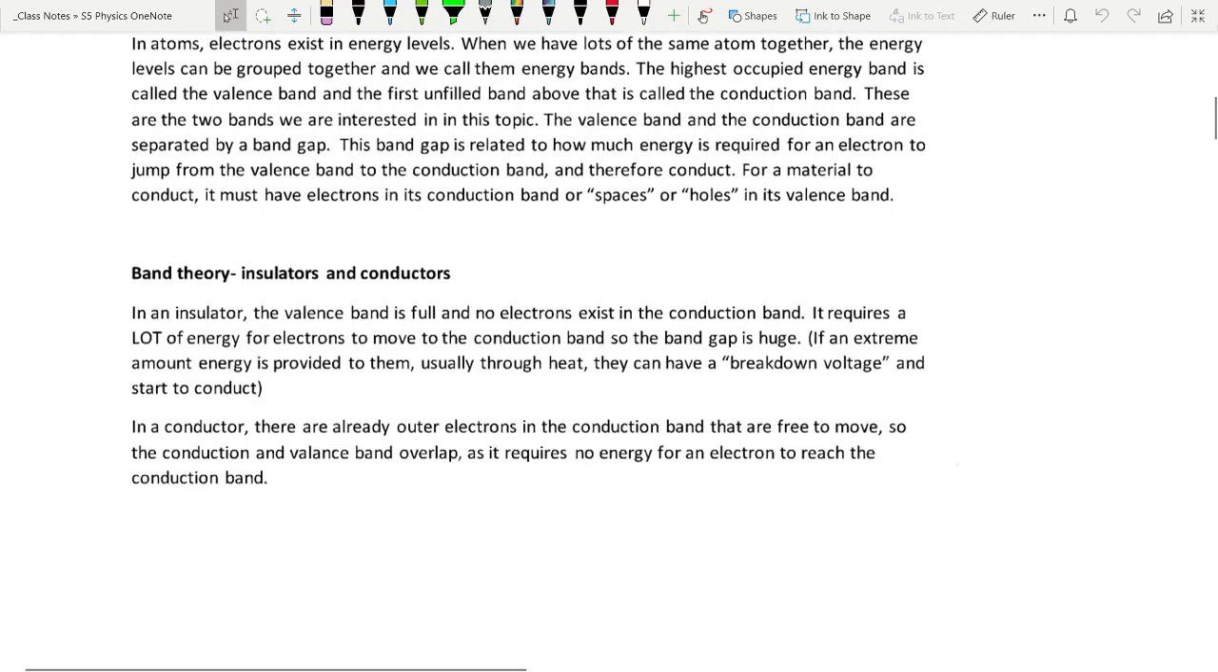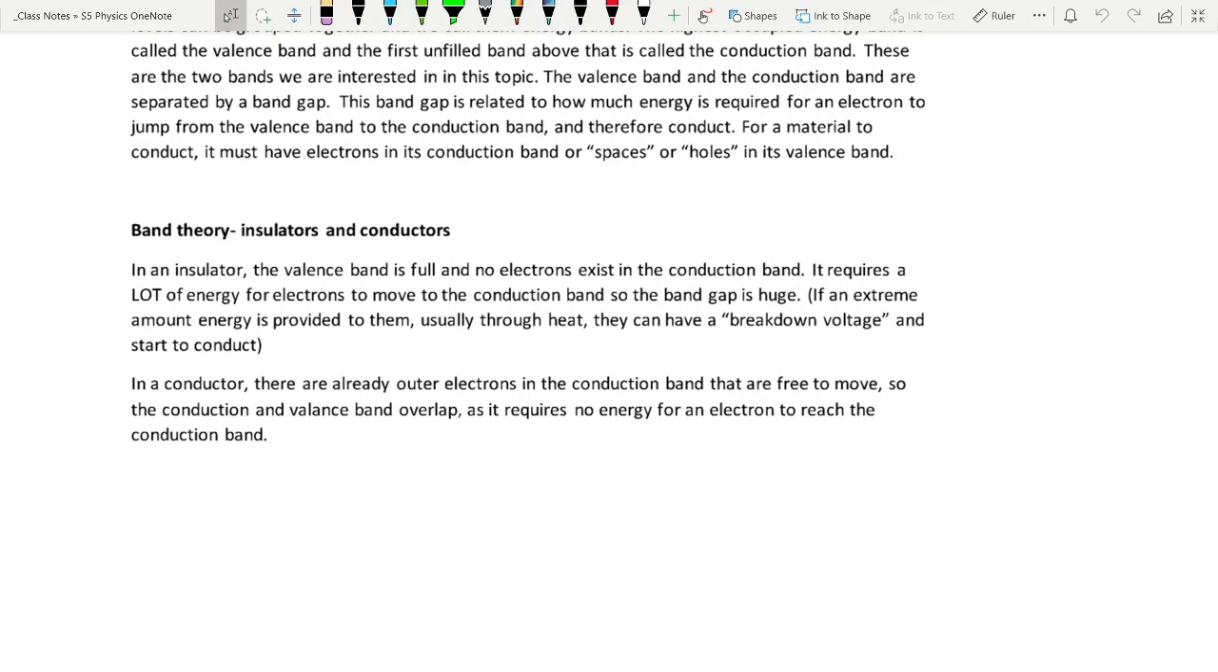So I basically said about this. In an insulator, the valence band is full and no electrons exist in the conduction band, and it requires a lot of energy for electrons to move from the valence band to the conduction band, so that band gap is massive. Okay. If an extreme amount of energy is provided to them, usually through heat, they can have a breakdown voltage and they can be forced to conduct, but you don't really need to know about that. All you need to know is the band gap is massive in an insulator.